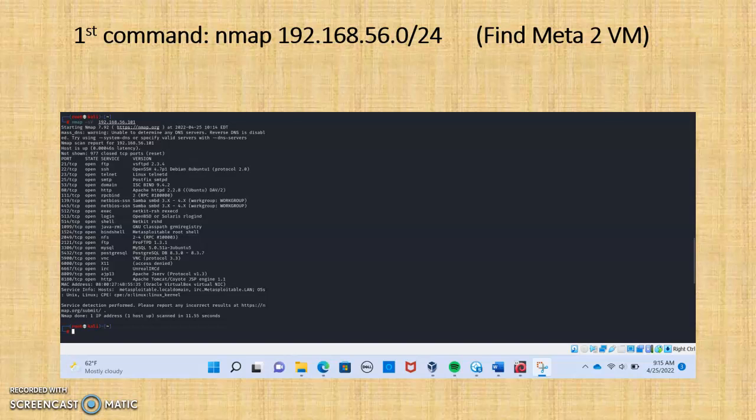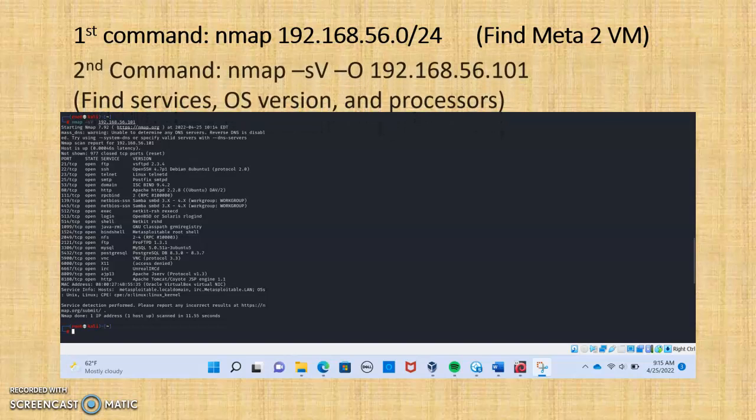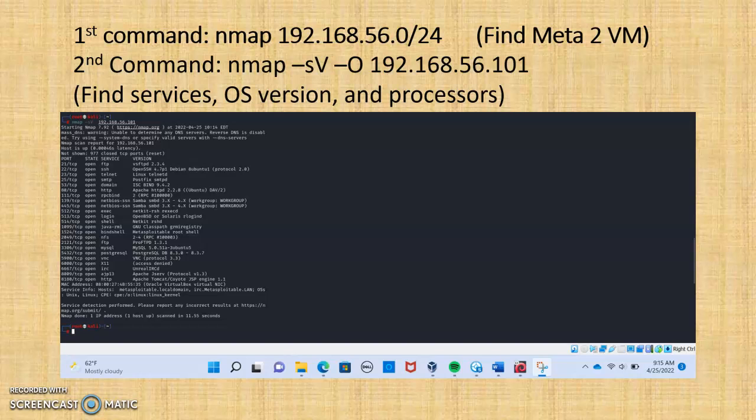Next, after I identified the Metasploitable 2 VM at 192.168.56.101, I perform another nmap command to find the network services, OS version, and version of network processors by running the next command: nmap -sV -O 192.168.56.101. The sV is for services and the O is for the operating system. The following command provided information regarding the network services, OS version, and network processors of the Metasploitable 2 VM.